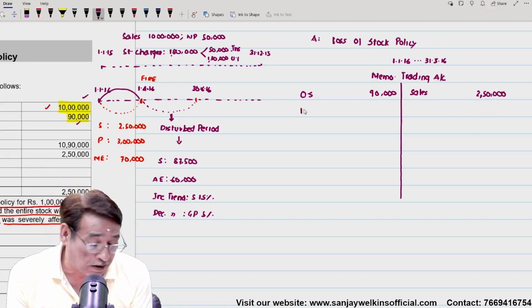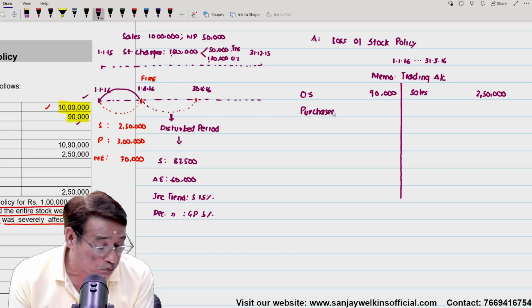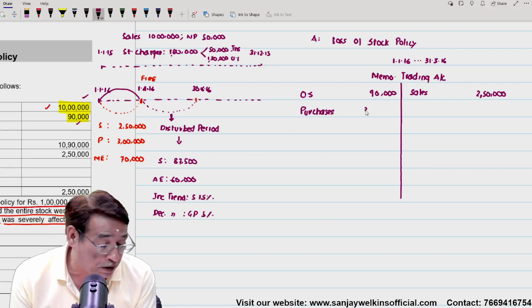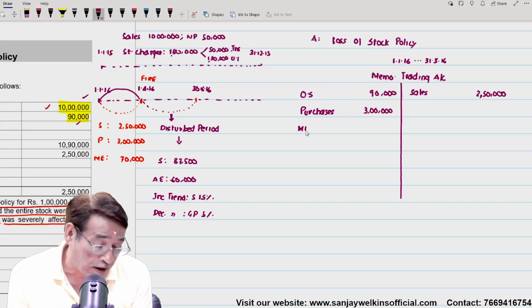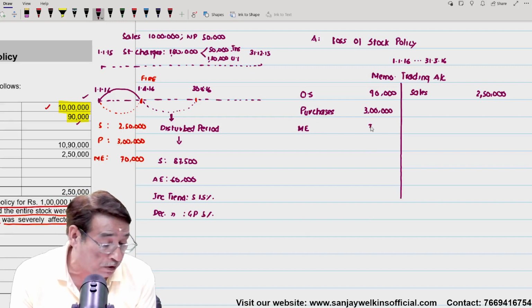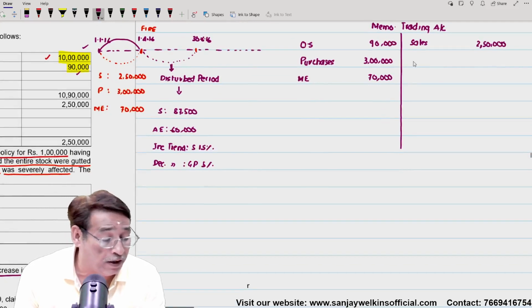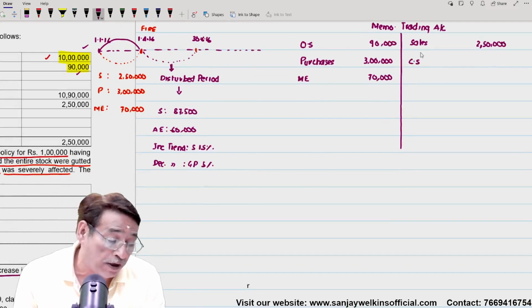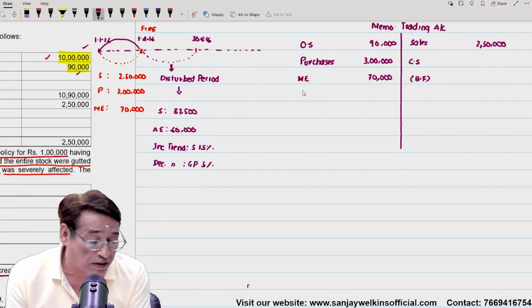Now, purchases during this period, from the beginning of the current year till the date of fire, is equal to 3 lakh. So I will write 3 lakh. Besides that, manufacturing expenses are also there to the extent of 70,000. So I will write manufacturing expenses 70,000. Now I have to find out the closing stock on the date of fire. Obviously, this will be the balancing figure. So I must have the gross profit.